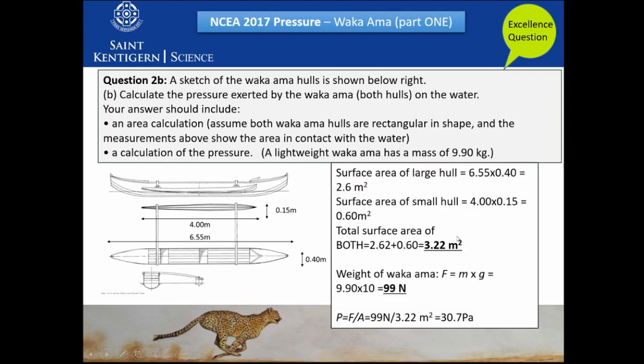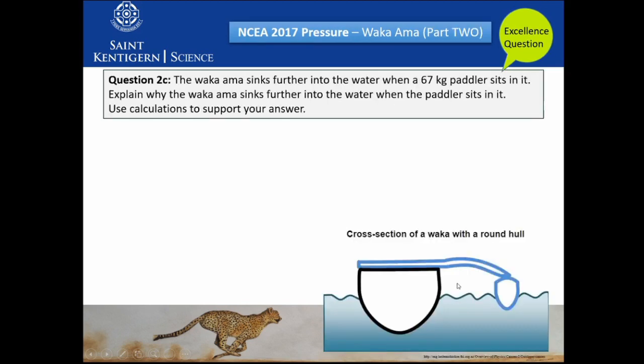Okay, there we go. There's the model answer, same as mine. So you have to remember to add the two surface areas together, just like you would add four legs together. This is just two boats, basically. And then you calculate the weight force, which is 99, and you get to 31 Pascal.